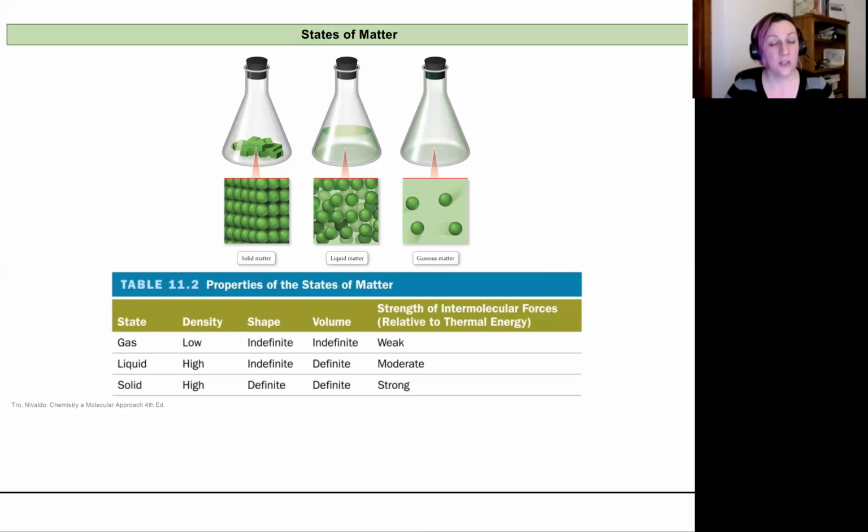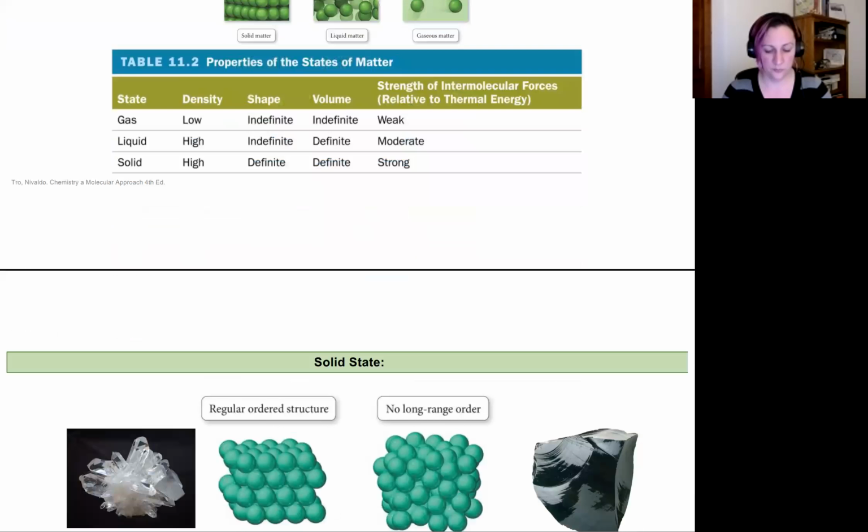Now, we're going to talk about the relative strength of intermolecular forces in these different phases of matter. And we'll see that intermolecular forces will be relatively strong in a solid and weak in a gas state phase. And we'll talk about that in more detail.